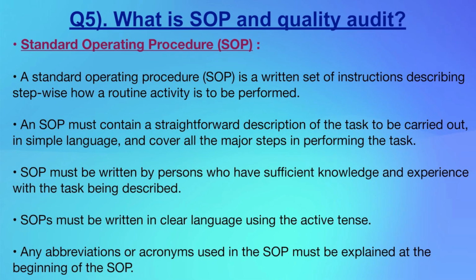Question number 5. What is SOP and quality audit? Answer. Standard operating procedure, SOP. A standard operating procedure is a set of instructions describing step-wise how a routine activity is to be performed. An SOP must contain a straightforward description of the task to be carried out in simple language and cover all the major steps in performing the task.